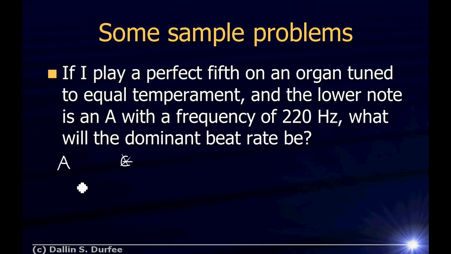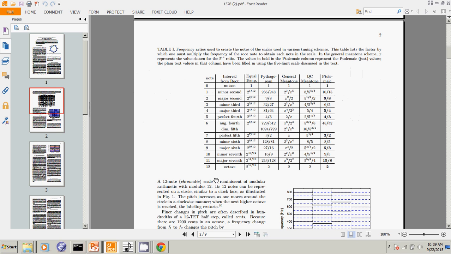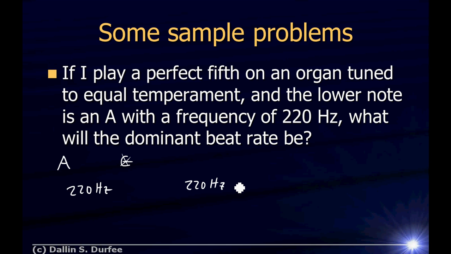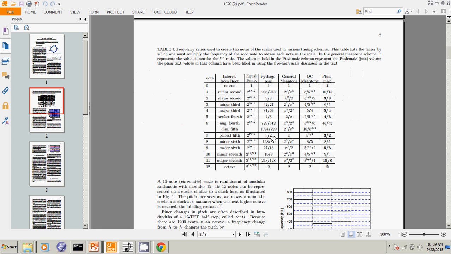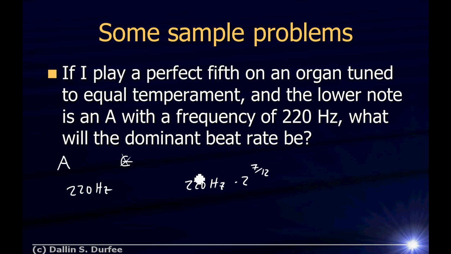You don't need to know that it's an E. All you need to know is that I have a note at 220 Hertz, and I have another note which is a fifth above that, so it's going to be 220 Hertz times 2 to the 7/12, since a perfect fifth is 7 half steps. All right? Now, what is the dominant beat rate going to be? Well, we know that a just fifth is a factor of 3/2. So if this were a factor of 3/2 above that, we would get no beating. So it must be the third harmonic of this note beating with the second harmonic of that note.